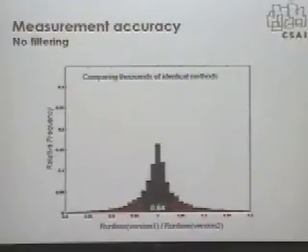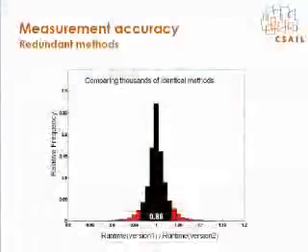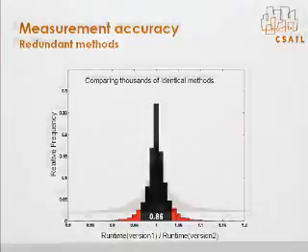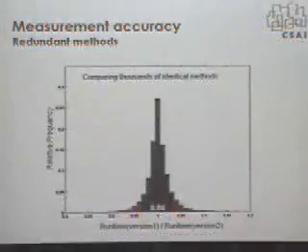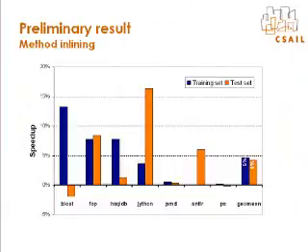I set up this kind of arbitrary 3% noise tolerance, and only 64% of the samples lie within that tolerance. If we apply this redundant method filtering, we can really squish this histogram together so that now 86% of the samples lie within this 3% tolerance. So we think that we can use this kind of machine learning data to induce heuristics.